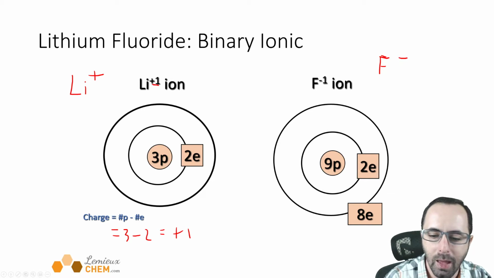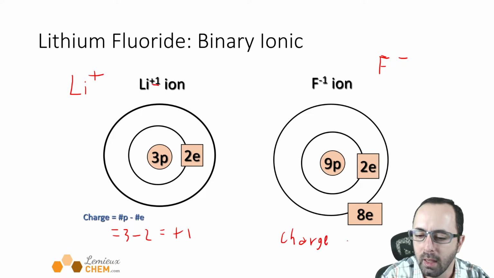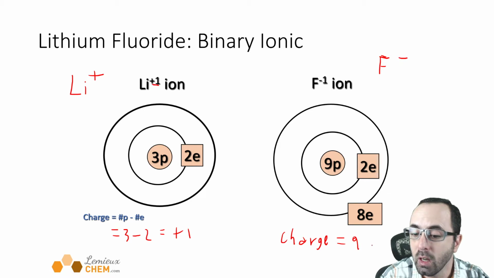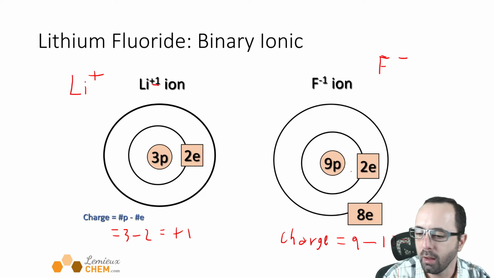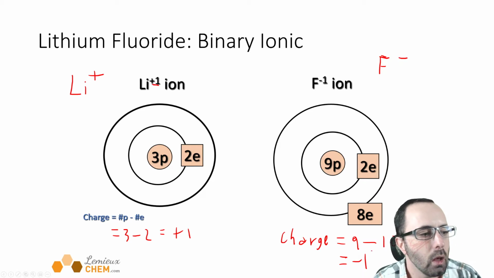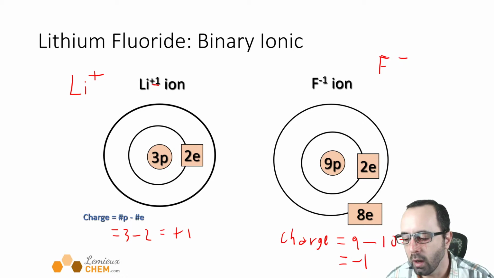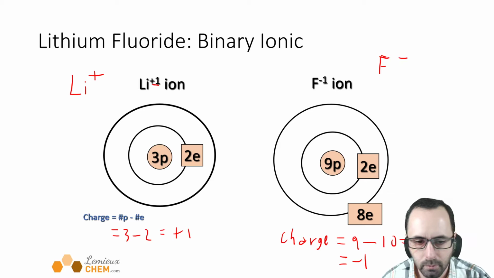And again, mathematically speaking, the charge here would be 9 protons minus 10 electrons, which would be negative 1. So that's the way you calculate it. This equals negative 1. And so the charge on the fluoride ion there is negative 1.